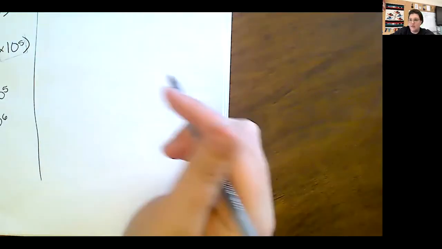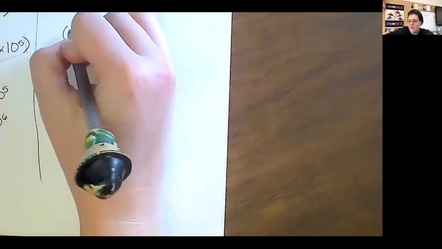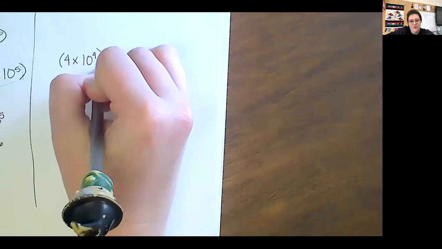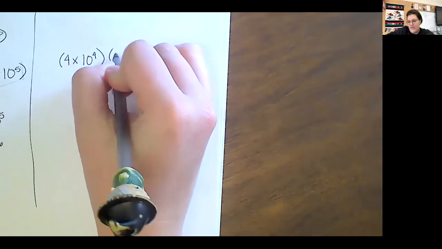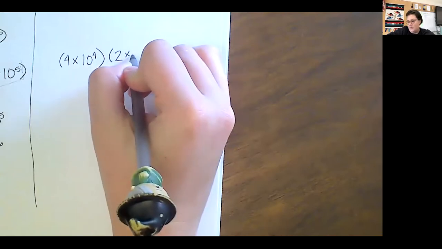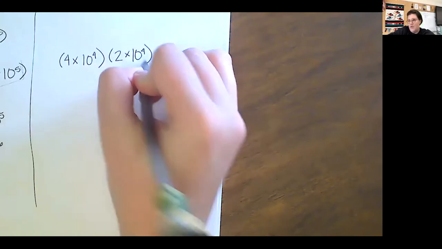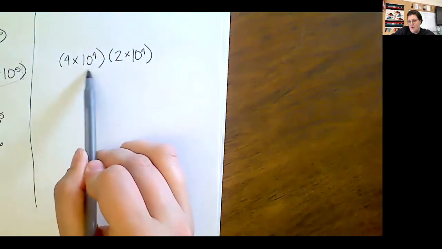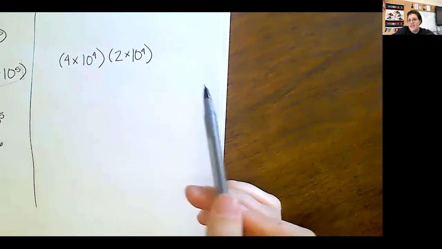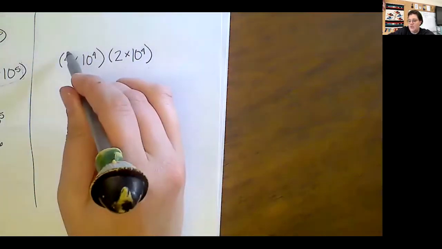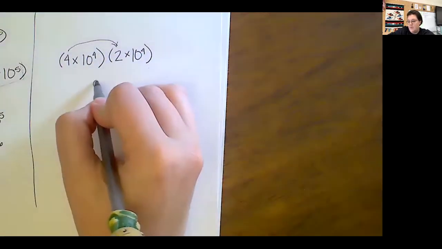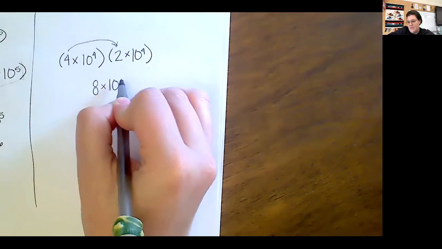The next one is a little bit more tricky. It's written like this: 4 times 10 to the fourth times 2 times 10 to the fourth. If you remember, when we were doing addition and subtraction, we talked about them having the same power of 10. In this instance, they have the same power of 10. So all you're going to do is multiply 4 times 2. So then you end up with 8 times 10 to the fourth.